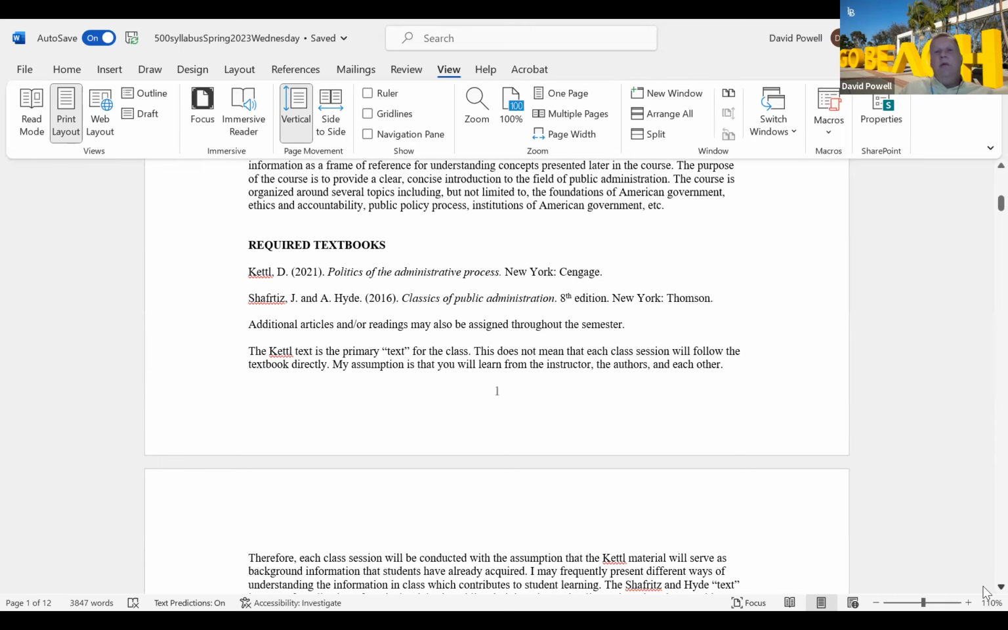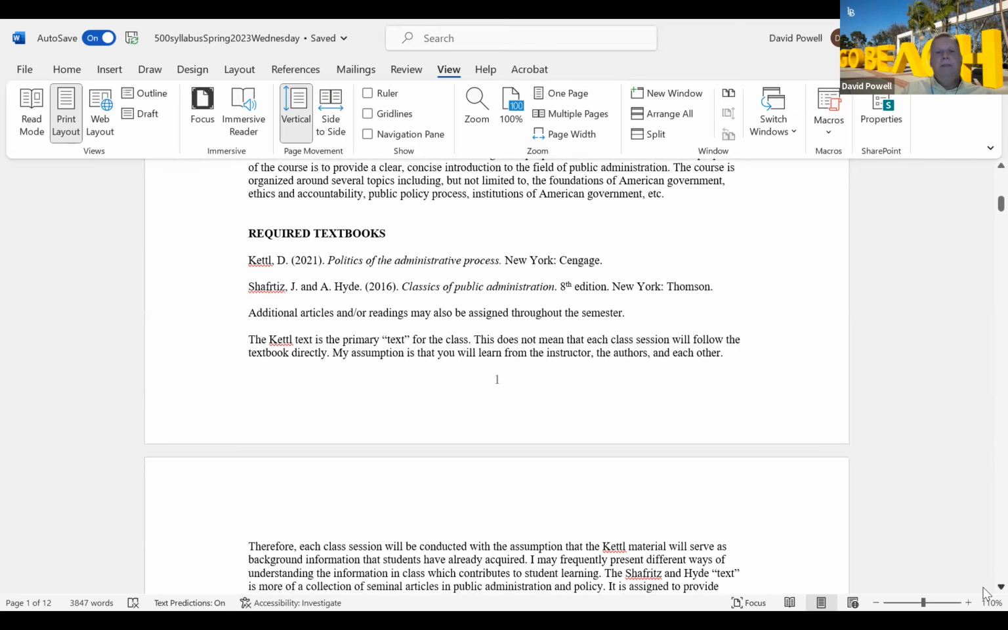It's also important to note that some of these articles from the classics text that we are covering here in 500, you will cover again in some future courses in the NPA program. So if you're looking at which textbook to hold on to maybe throughout your time in the program, the Classics of Public Administration textbook is probably a good one to hold on to because you will revisit some of those articles later on.